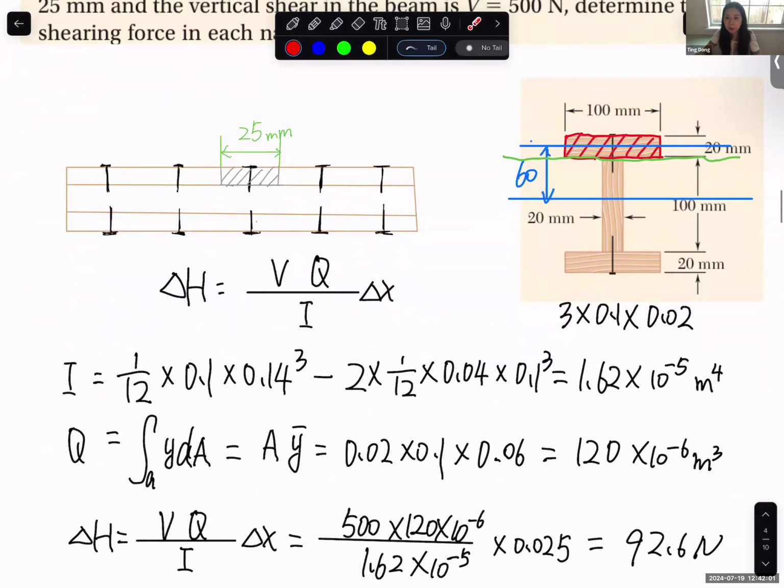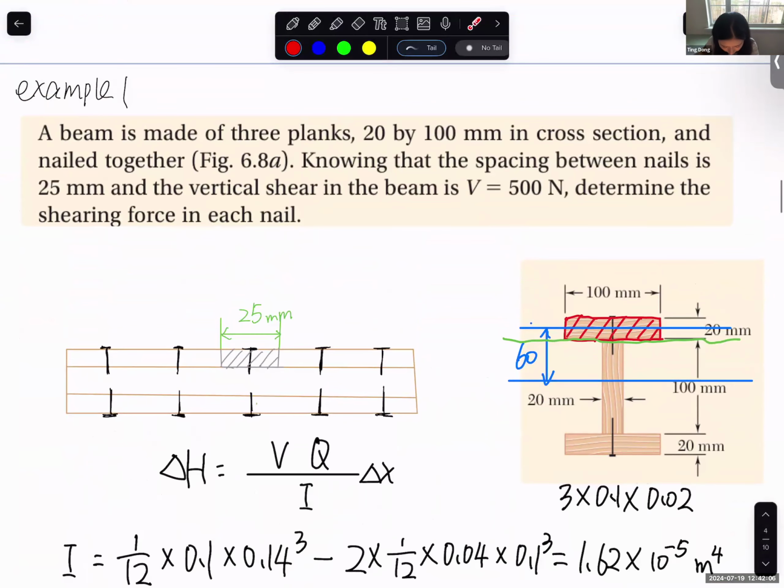And in this first example problem, the shear force is given, the spacing delta x is given, and the cross-section dimensions are given. And in this one, something may be confusing, like why you use this one? It's because this nail carries the horizontal shear force. It's connecting this part and the bottom part, right? So if this single nail is carrying the horizontal shear force between these two parts, this surface is where the horizontal shear force is generated and carried by this nail. So we can use either this one or this one. I think some students said it very correctly.